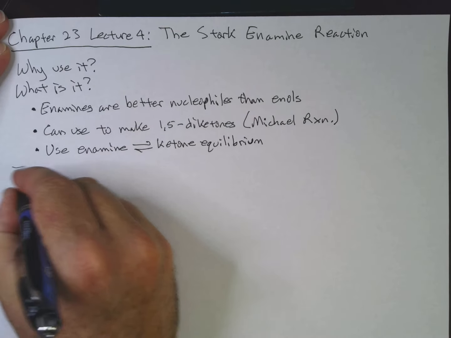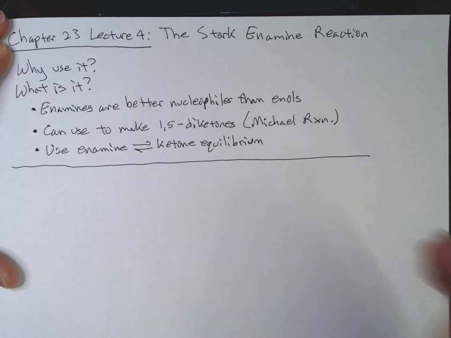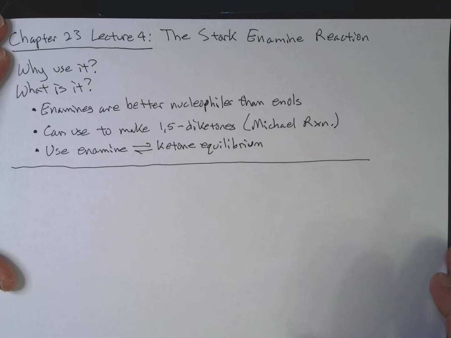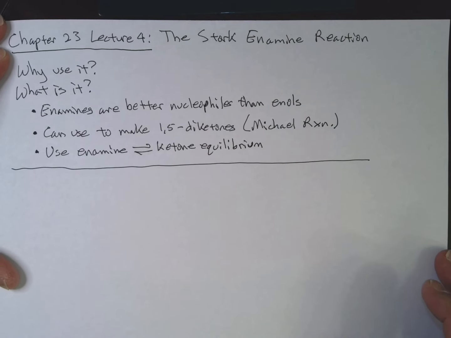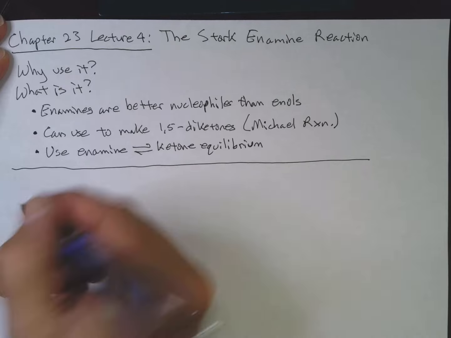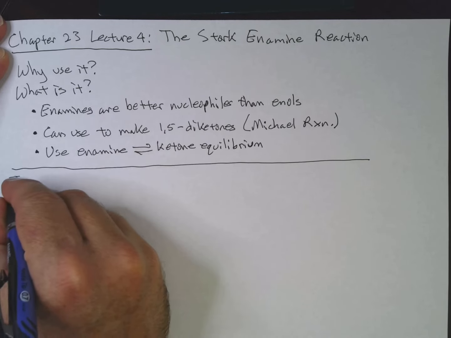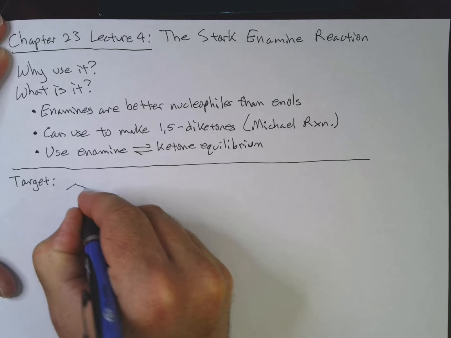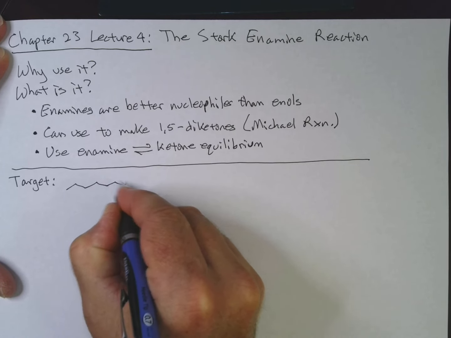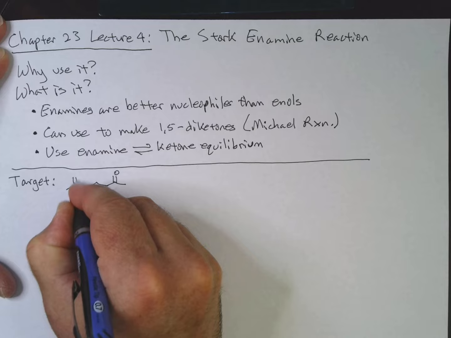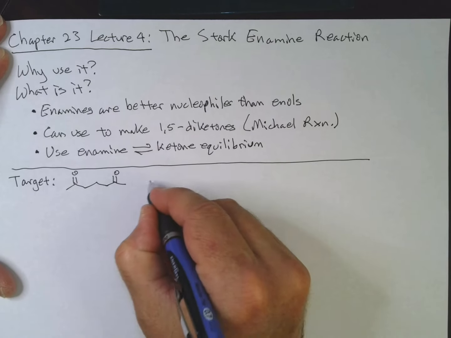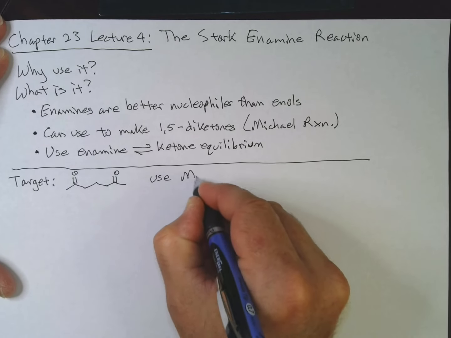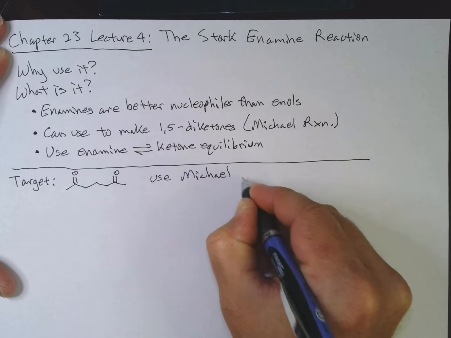All right, so let's take a look at this. Let's take a look first at how we might try to do a Michael reaction. Let's say we had the following target, and we're going to use a Michael reaction.